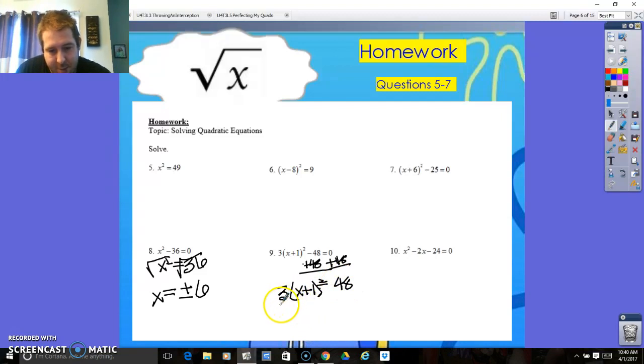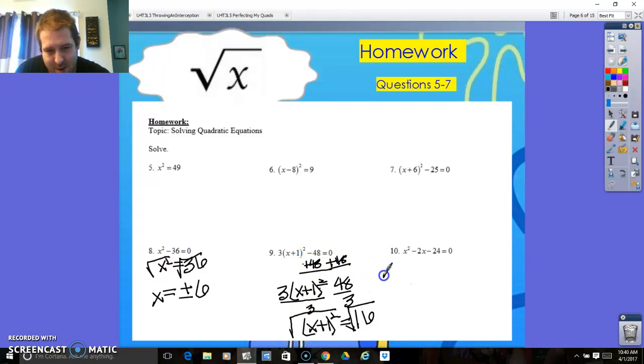But then I want to get rid of that 3. Right now it's being multiplied by 3, so I'll do the opposite, which is divide by 3. So I've got my x plus 1 squared, which is what I want. I want that perfect square on the left. And 48 divided by 3 happens to be 16, which is also a perfect square. So that's perfect. So that's x plus 1.